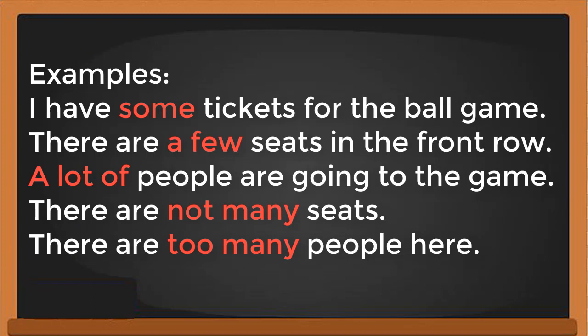Now let's see the examples. I have some tickets for the ball game. If you say I have some tickets, it means you have more than one, maybe 3, maybe 5. And then, there are a few seats in the front row. If you say a few seats, it means there are only 3 or 4 seats left for the front row. And then a lot of people are going to the game, which means a large number of people. We don't know, maybe 10, 20.